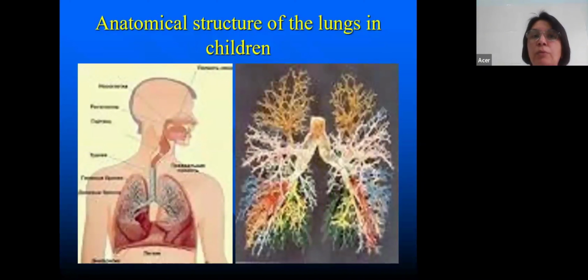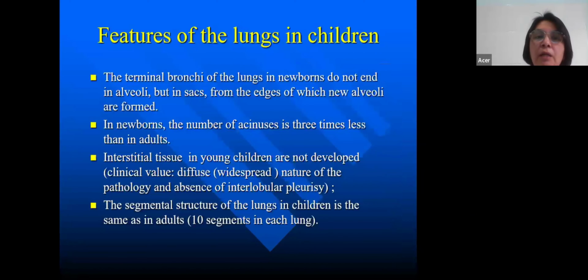Anatomical structure of the lungs, you can see in this picture. Terminal bronchi of the lungs in newborns do not end in alveoli but in sacs, from the edges of which new alveoli are formed. In newborns, the number of acini is 3 times less than in adults. Interstitial tissue in young children is not developed. The segmental structure of the lungs in children is the same as in adults. 10 segments in each lung.